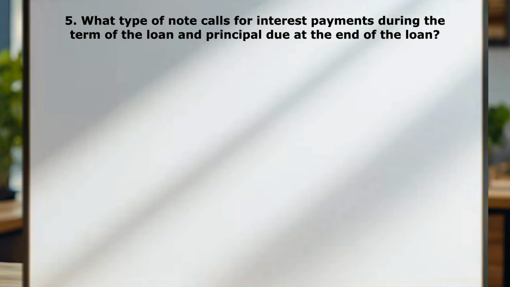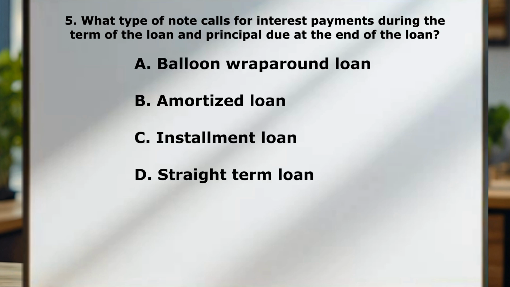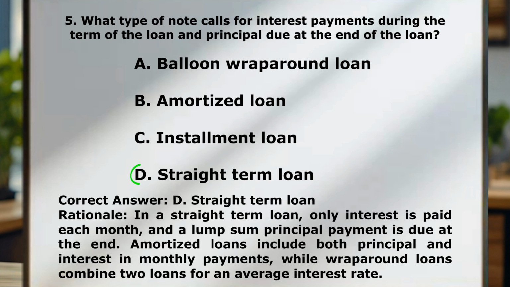Question number 5. What type of note calls for interest payments during the term of the loan and principal due at the end of the loan? A. Balloon wraparound loan. B. Amortized loan. C. Installment loan. D. Straight term loan. The correct answer here is D. It's a straight term loan. In a straight term loan, only interest is paid each month, and a lump sum principal payment is due at the very end. Most 30-year fixed mortgages that we are familiar with are amortized loans. So that means every month, the borrower is paying both principal and interest.